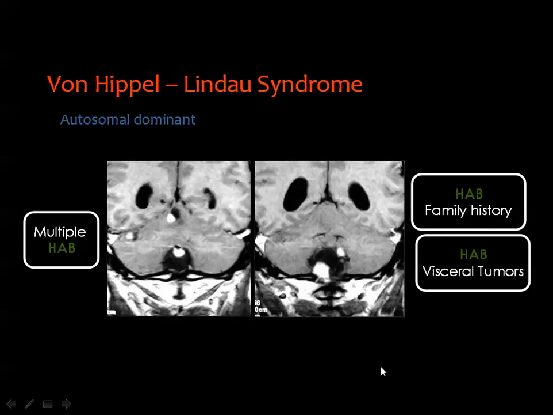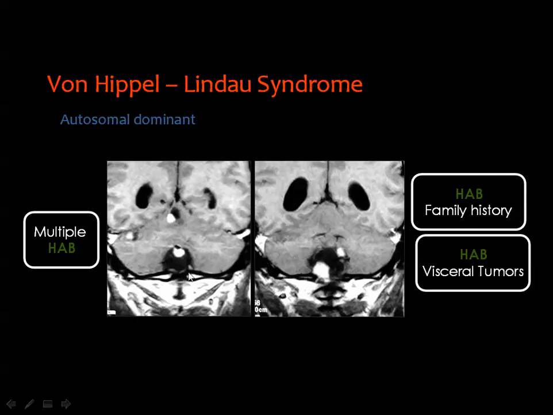Then von Hippel-Lindau syndrome is an autosomal dominant syndrome where hemangioblastoma is common. And this syndrome can be diagnosed if one of three criteria is fulfilled. Number one, you have multiple hemangioblastomas in the same patient.